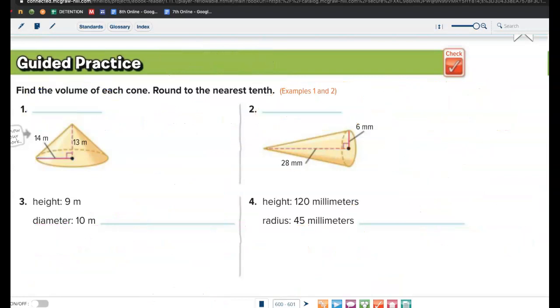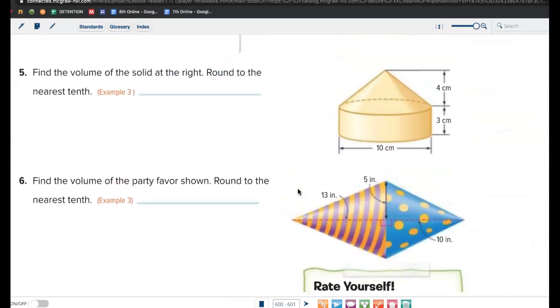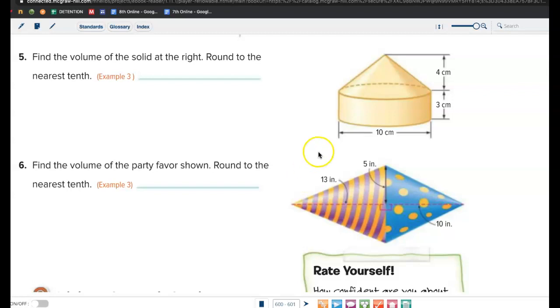So I'm going to erase and go down to number 5. If you remember, we talked about this is a composite shape because it's made up of 2 different types of shapes. You have a cone on top and then you have a cylinder on bottom. On number 6, you actually just have 2 cones put together. So that means we're going to have to do a little bit of extra work.